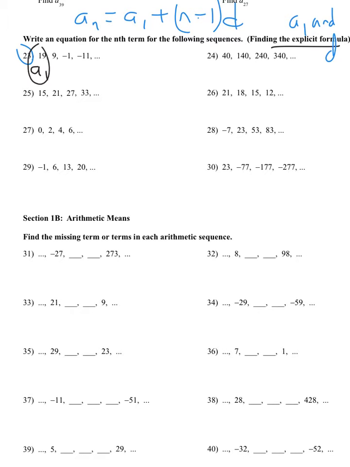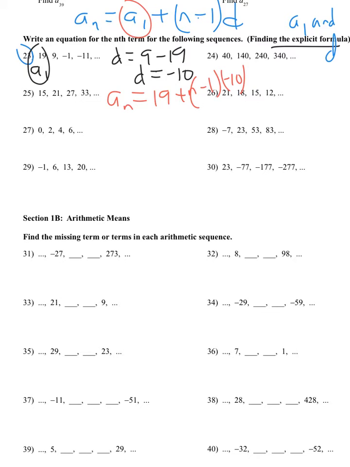So a1 is 19. I can figure out d for this particular sequence by taking a term and subtracting the term in front of it. So 9 minus 19, so that would be negative 10. So what I'm going to do is take that formula and say an is equal to, but I know what a1 is. a1 is 19, and then it's plus n minus 1, but I also now figured out what d was, which is negative 10. And we actually want to clean up and simplify the right-hand side a little bit.